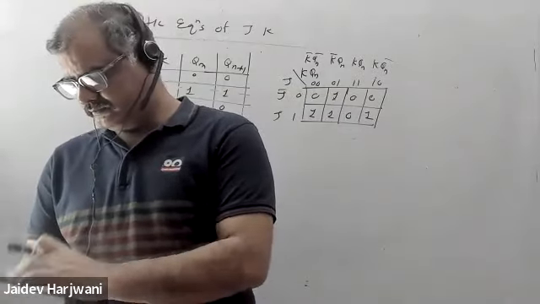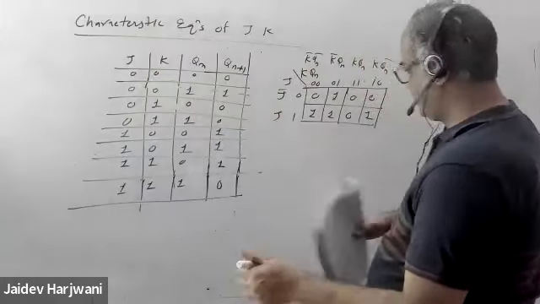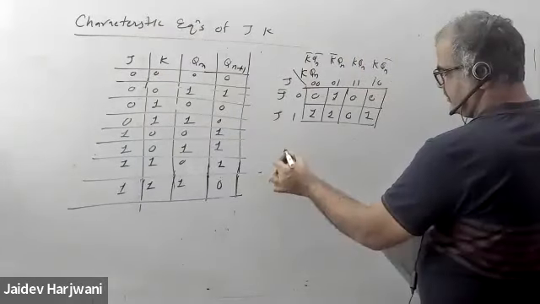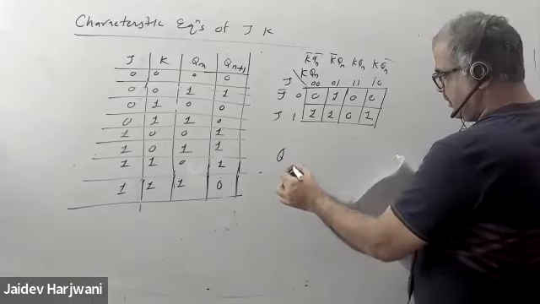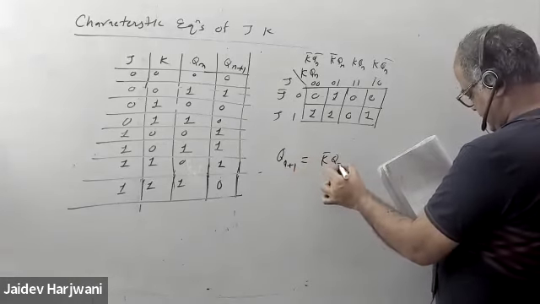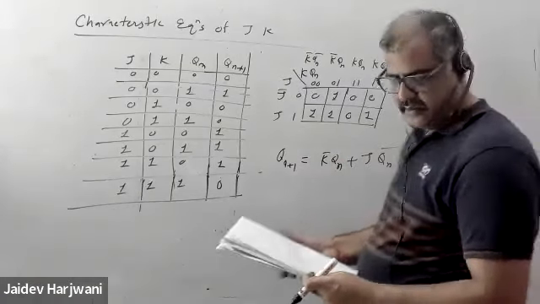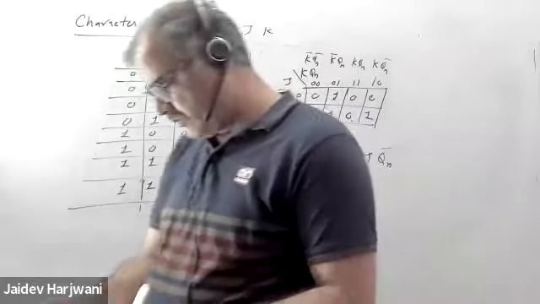Sir, K bar Qn plus J K bar plus J Qn. Okay. So I'm writing the answer. What is Sultan saying? Sultan is saying K bar Qn plus J Qn bar. Okay. Other people check please.